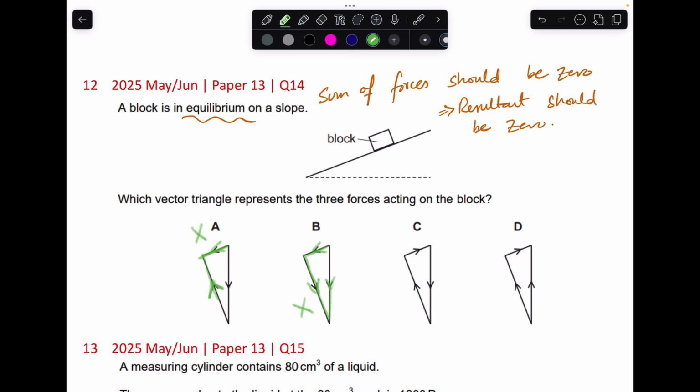If you see this one, it goes there and it goes there. So this is making a cycle. How is it making a cycle? This one is going there, then this is going there, this is going there, then again they are in a cycle. So this will give you a zero resultant, so it's option C.